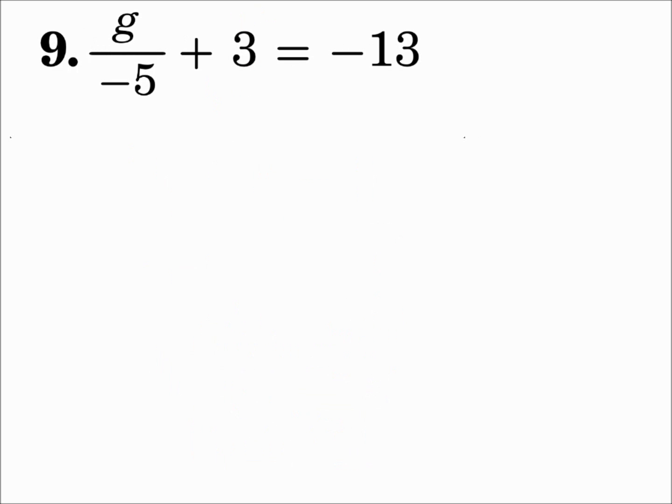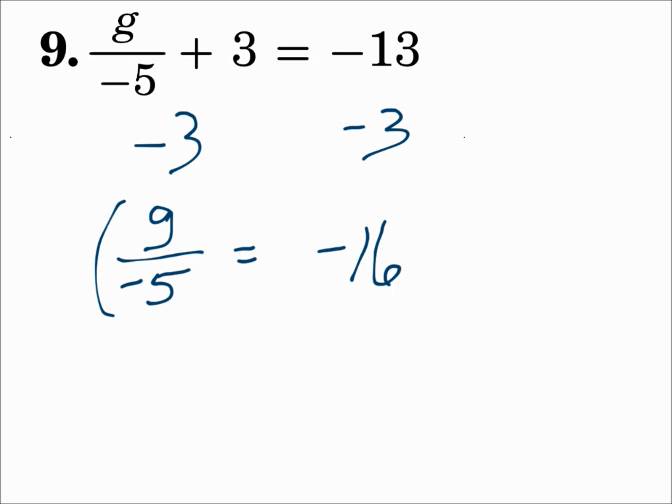Number 9. g divided by negative 5 plus 3 equals negative 13. Start with big ugly fractions. We have a fraction, but it's not complicated. Now addition and subtraction. With the variable, the 3 is added to it, so undo that by subtracting 3 from each side. The 3's cancel on the left, and negative 13 minus 3 is negative 16.